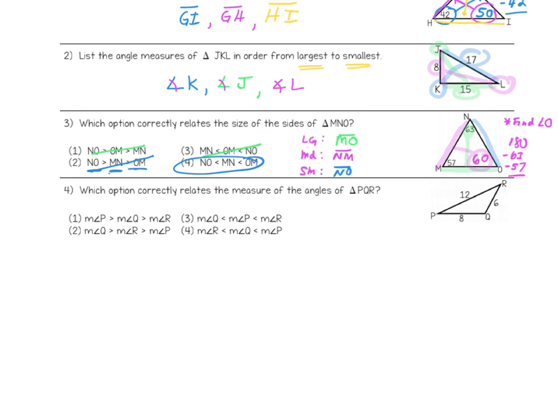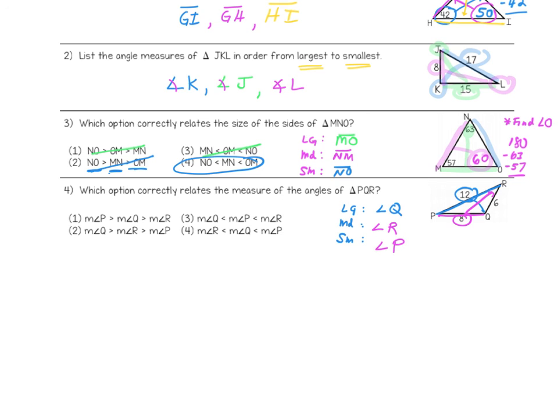Okay, number 4, it says which option correctly relates the measure of the angles of PQR. Okay, so again, we want to go large, medium, and small. The largest angle is going to be opposite the longest side. So 12 is the longest side, and its opposite, angle Q. So angle Q has to be the biggest. Next, we have the side length of 8 down here, and that's opposite angle R. And that leaves angle P to be the smallest.